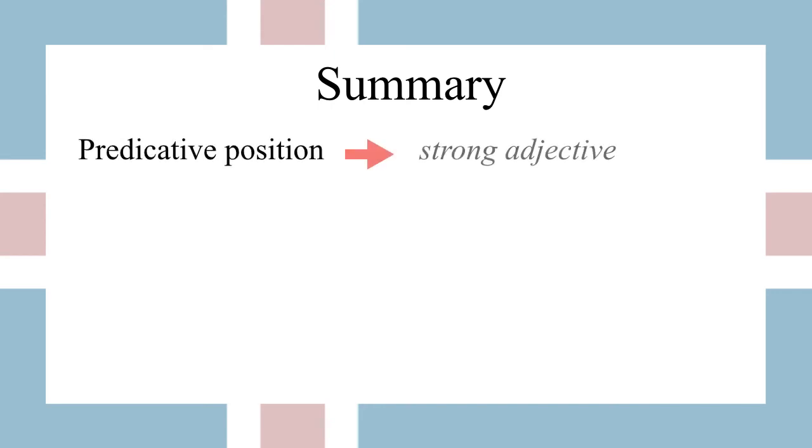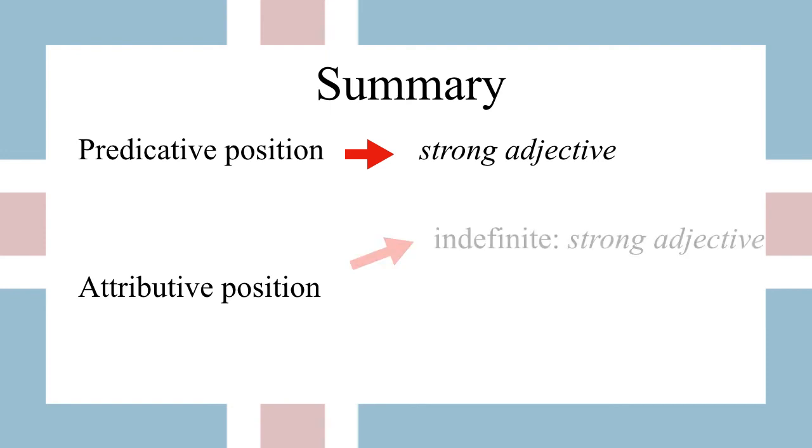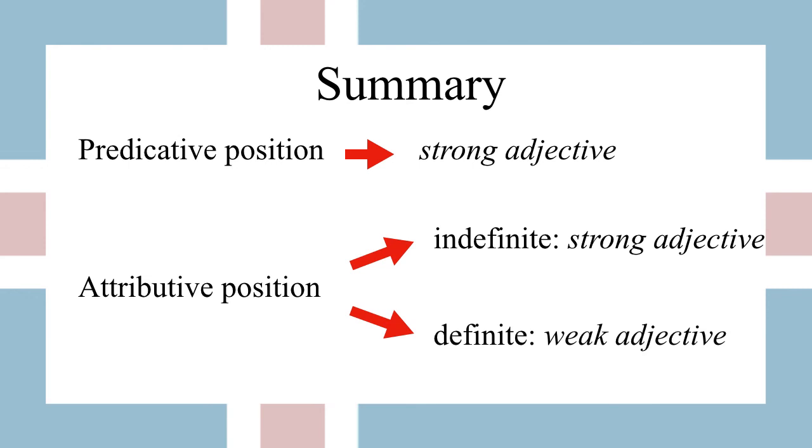All right, so here's just a quick recap of everything that we've learned. When the adjective is in predicative position, we use the strong form of the adjective. When it's in the attributive position, we may use either the strong or weak. We use the strong adjective when the noun that it's describing is indefinite, and we use the weak adjective when the noun we're describing is definite.